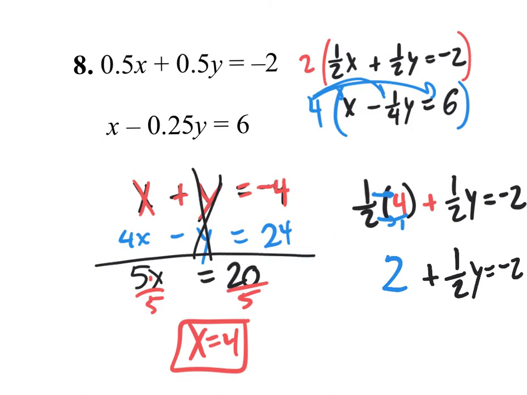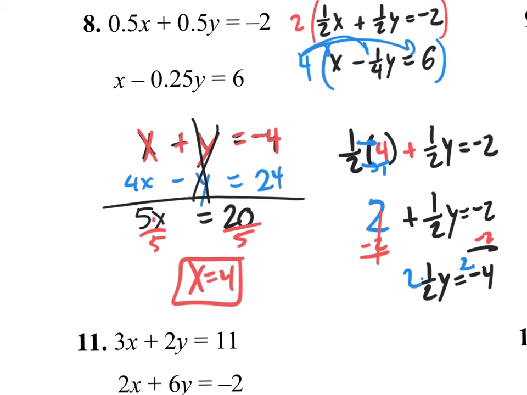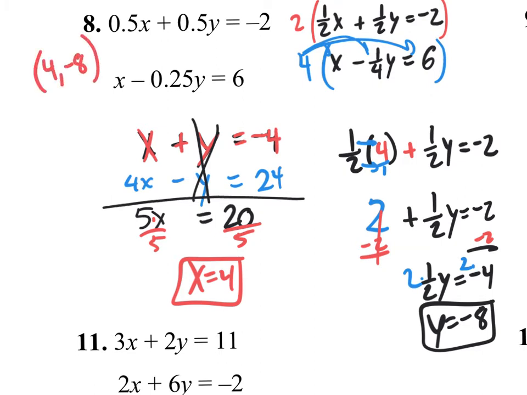So we need to solve this thing. We're going to solve by subtracting 2. 1/2 y equals -4. When you subtract 2 from -2, that gives you a -4. Final step would be to multiply both sides by 2, thus giving you y equals -8. So your answer to number 8 is the coordinate 4, -8.